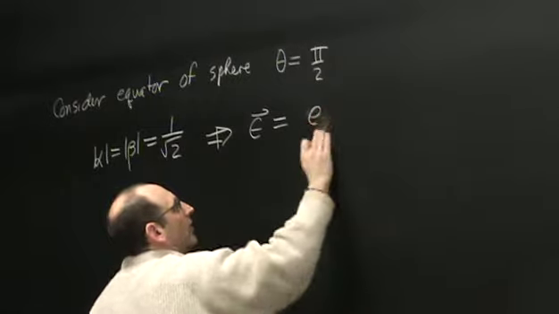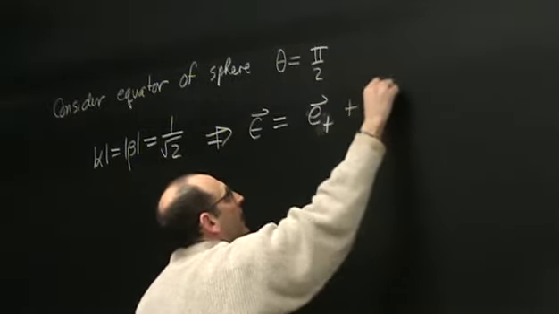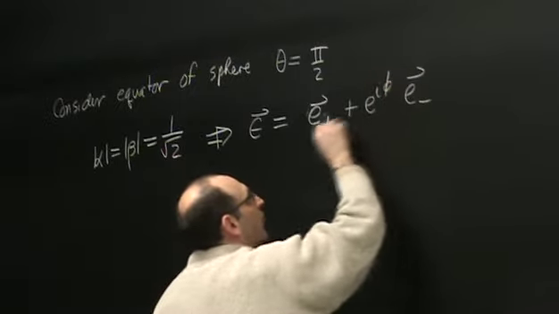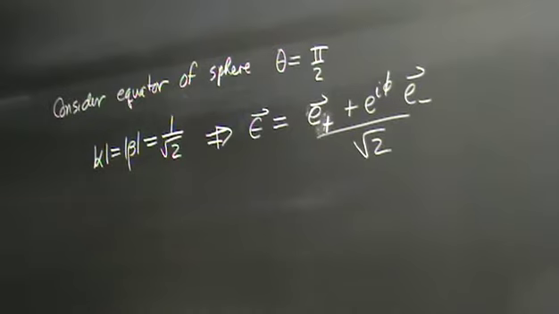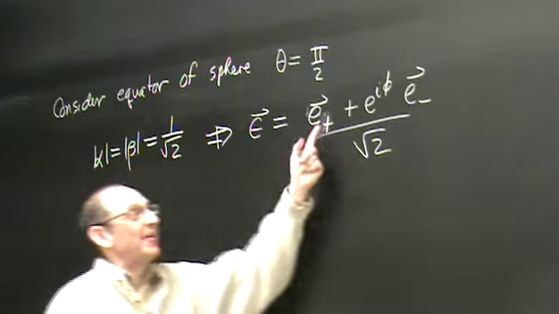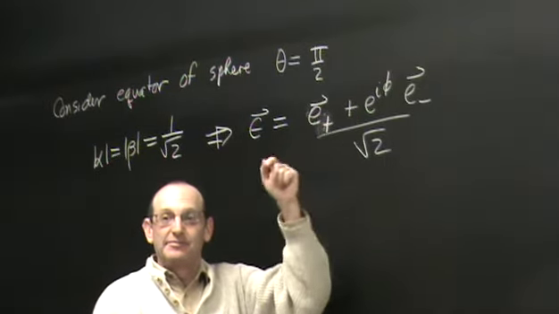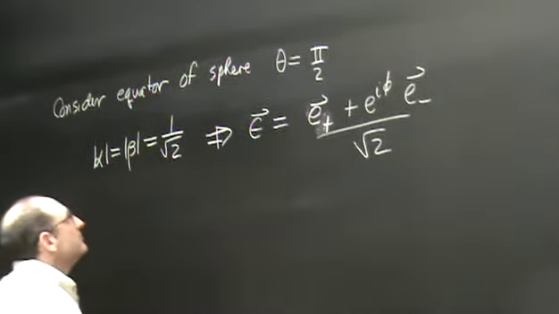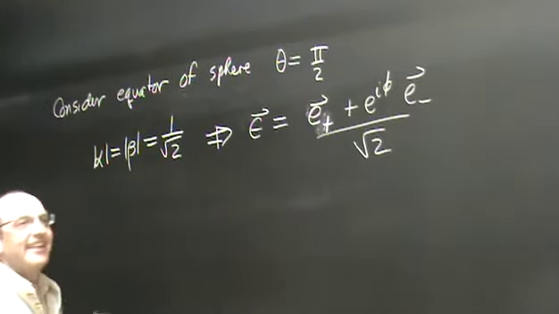E plus, e to the i phi E minus, over root 2. Right? These are the points on the equator. What kind of polarization is that? It's not so obvious here because this is already in the circular language. I should have done the poles first. Why didn't I do that? Let's go backwards.